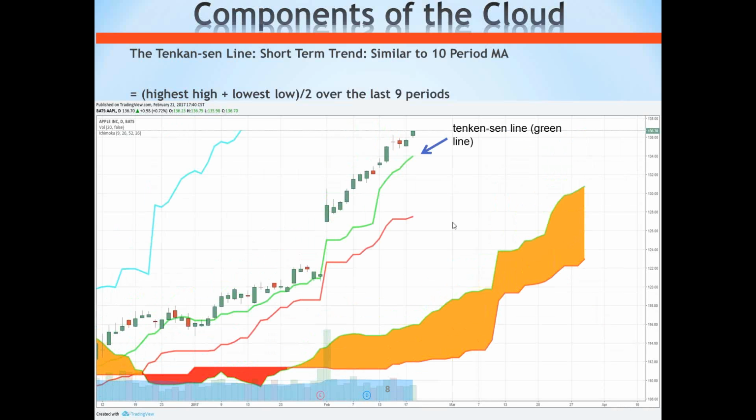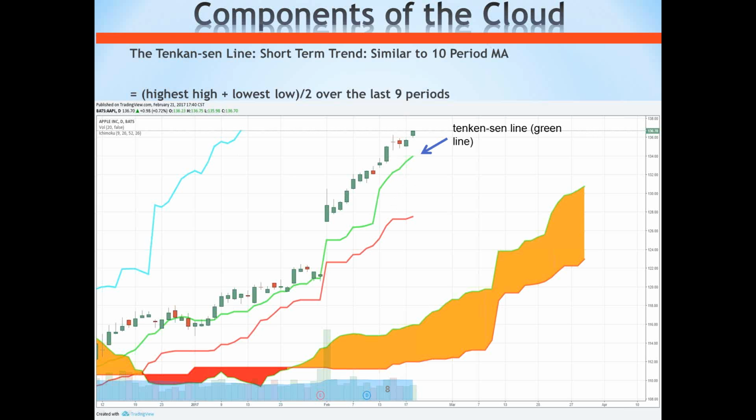But the way that this is calculated is by taking the highest high and lowest low, adding them together, dividing it by 2 over the last 9 periods, and plotting it under the current bar. Okay, this is a pretty fast-moving average, 9 periods. We're looking at this chart on a daily bar. So what we're looking at here in the calculation of the Tenkan-san line is actually 9 days worth of price action. The highest high and lowest low over the past 9 days are what we're including in this calculation.